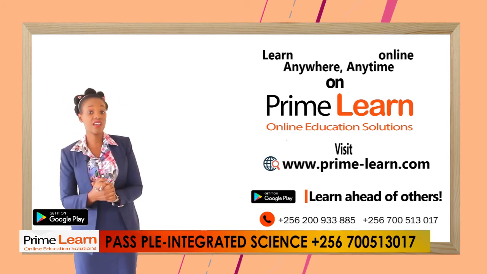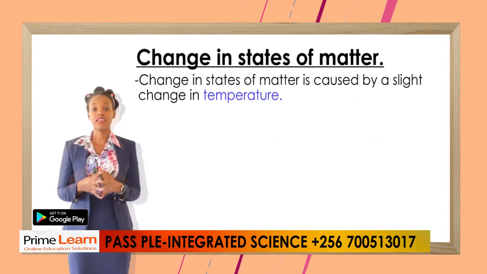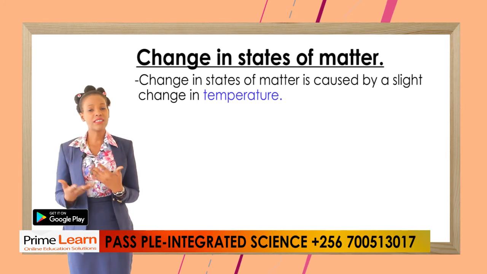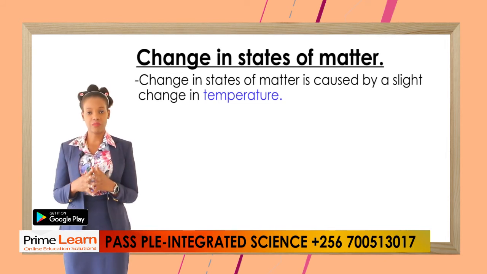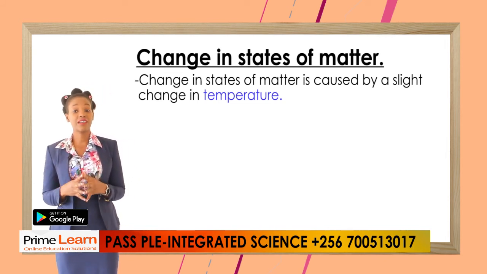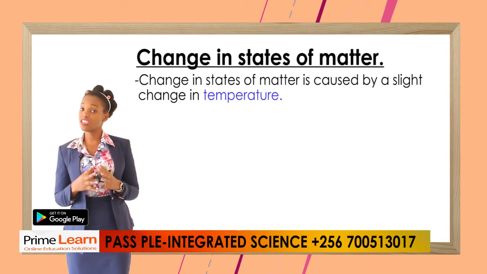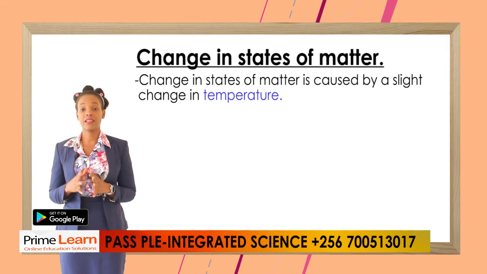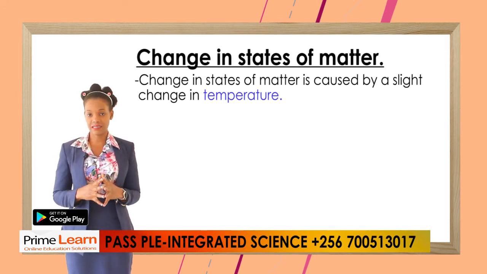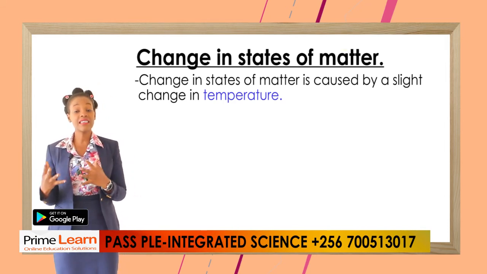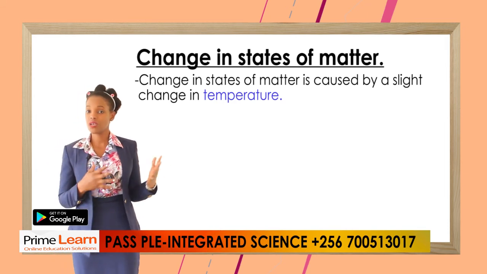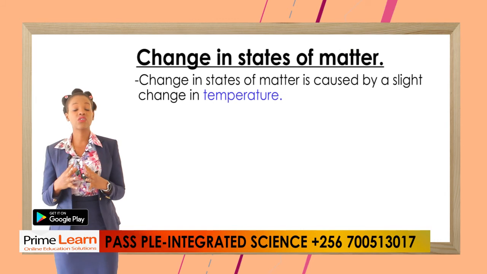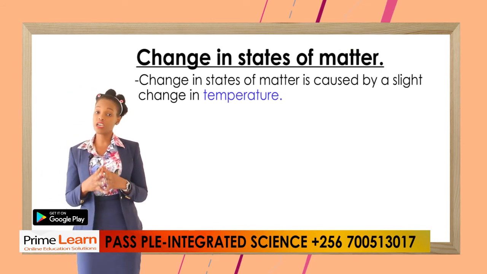In this lesson today, we have been looking at changes in state of matter. But first of all, we need to know, what do we mean by change in states of matter? Change in state of matter is caused by a slight change in temperature. Remember, we have seen the different states of matter, the solids, the liquids, and the gases. And here they are telling us that they can easily change from one state to another. So they are telling us that the change in states of matter is caused by the change of temperature.